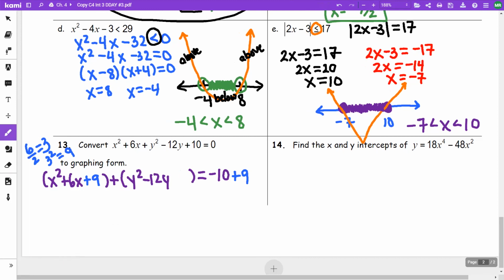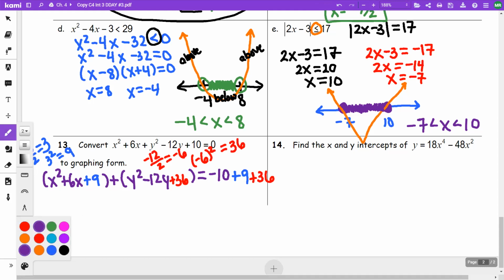In red over here, I'm going to take my -12. I'm going to divide it by 2, which is a -6. I'm going to square a -6, which is a 36. So I'm going to add 36. I'm going to add 36.